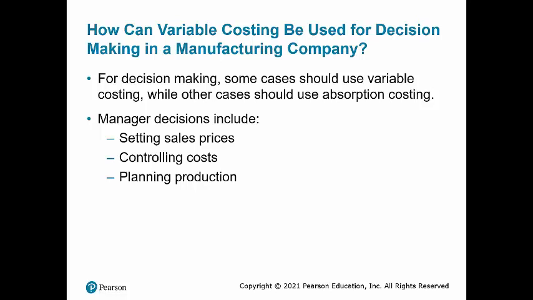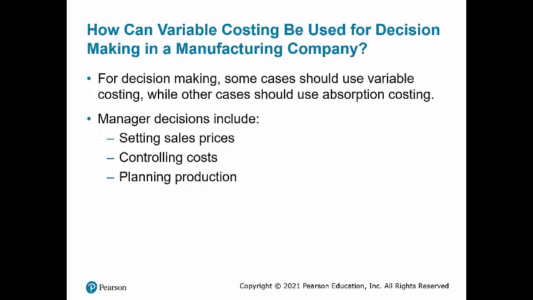Short-term pricing decisions are discussed in more detail in a later chapter. In the long run, all costs are controllable. The production supervisor should focus on the costs that are controllable at the production level. That is, the variable manufacturing costs: direct materials, direct labor, and variable manufacturing overhead.